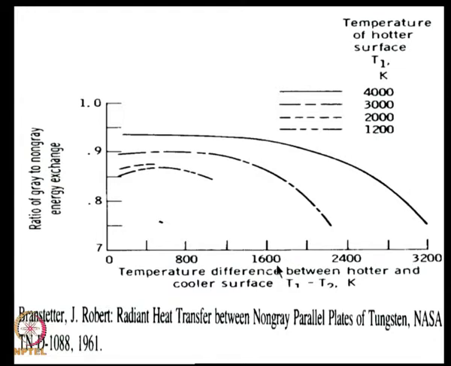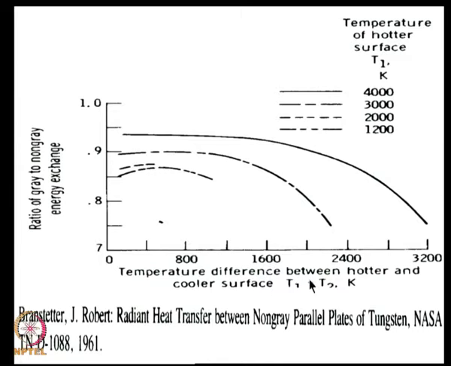But notice that as the temperature becomes larger than 2000 degrees Kelvin, there is a large error here which is changing with delta T, and you can see that errors of the order of 30% are possible when delta T is around 3000 degrees Kelvin. And therefore, when the temperature difference in the two plates is very large, then one should be very careful about a gray surface approximation.